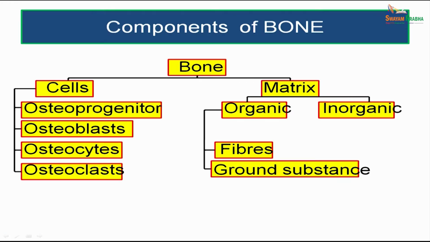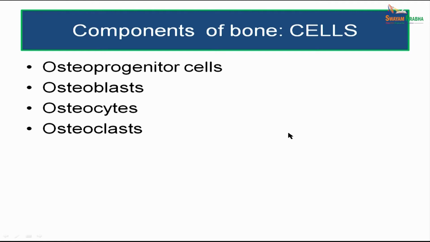Now we come to components of bone. Bone is made up of cells and matrix. Cells, there are four types of cells: osteoprogenitor, osteoblasts, osteocytes and osteoclasts. Matrix is made up of organic matter and inorganic matter. The organic part consists of fibers and ground substances. Now, we will talk about each of them in detail.